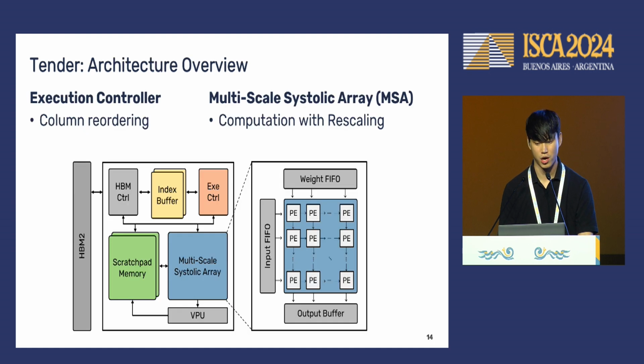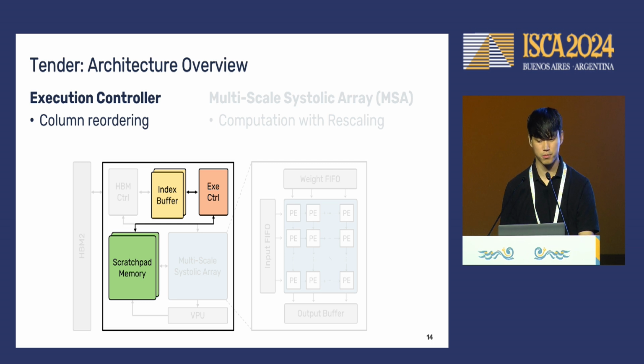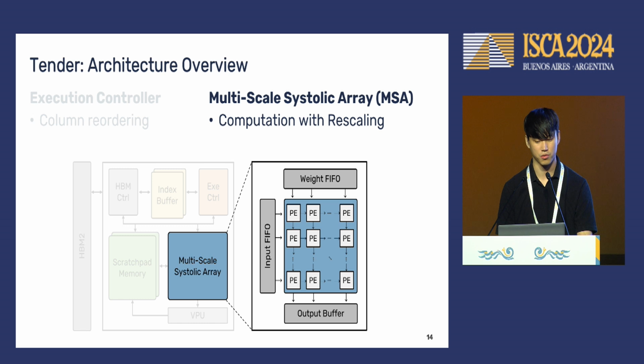We now discuss how hardware supports reordering and rescaling in the two main components. First is the execution controller. It reorders columns on-chip with minimal overhead for the required column group ordering. Second is the multi-scale systolic array for computation with rescaling. In the interest of time, we focus on the multi-scale systolic array and how it performs rescaling.